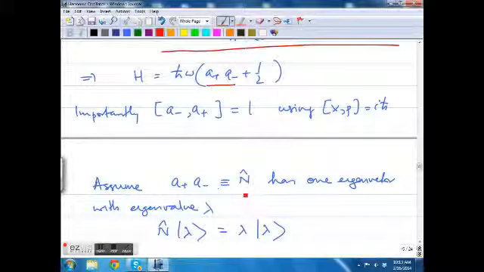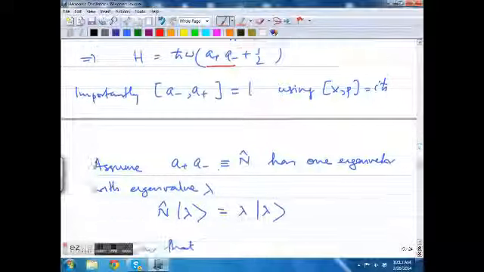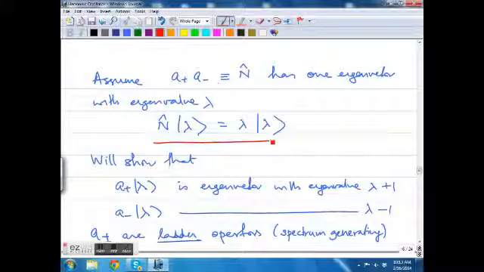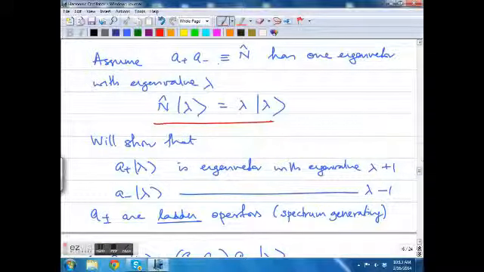So a plus a minus we're going to call n, and it's generally called the number operator for reasons that will also become clear. And in the algebraic approach, we start by saying, let's imagine it has one eigenvector with an eigenvalue lambda. So we're not saying what lambda is, but we assume that there exists at least one eigenvector. So this is then the statement, that there exists an eigenvector which we're also labeling by lambda with eigenvalue lambda. What we will show next is that from this eigenvector we can construct another eigenvector with a larger eigenvalue, specifically with eigenvalue lambda plus 1.